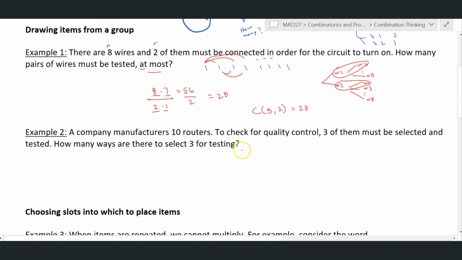Here's one more example. A company manufactures 10 routers. To check for quality control, maybe they can't test all of them, so they pick 3 of them at random, test those 3, and use that as an assessment. How many ways are there to select 3 for testing?